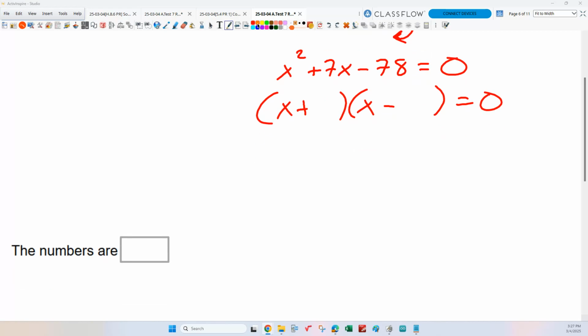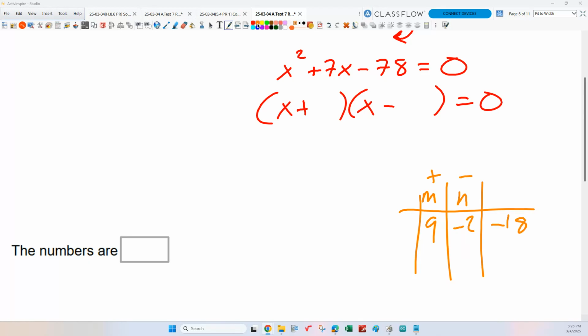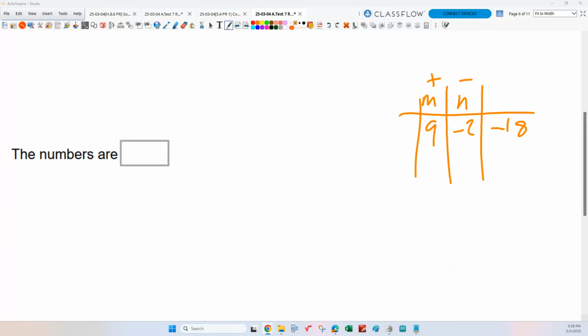And then if we wanted to make a table, we could. We may not need to, but if we wanted to, m and n, right? And let's see, one's positive and one's negative, so we'll make the biggest one positive and the smallest one negative. And because they multiply to a negative, I would just pick numbers that add to 7, right? Like I could do 9 and negative 2, but those don't multiply to the right thing. They have to multiply to negative 78. Those only multiply to negative 18, so I got to skip down, right?